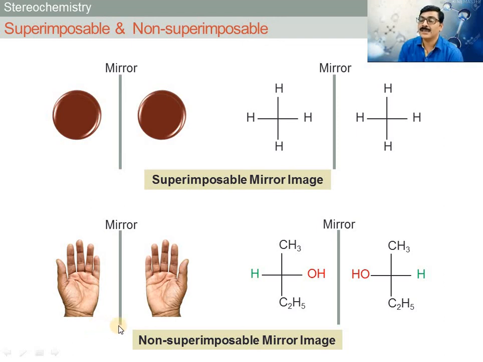Now this concept you have to apply on molecules. Just for example here, 2-butanol. The mirror image of 2-butanol is not identical, because if you overlap it, then on the side of hydrogen the OH group will be present, and on the side of the OH group hydrogen is present.